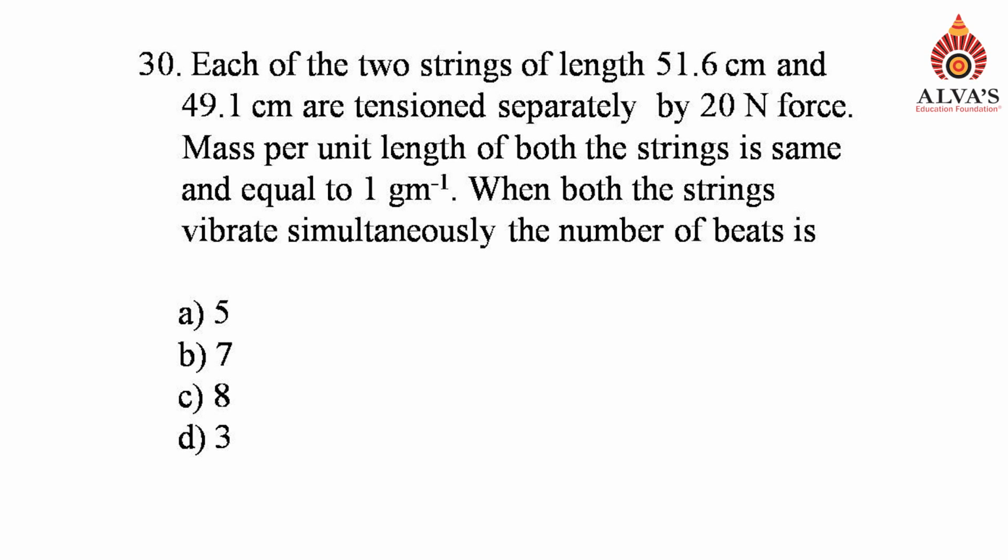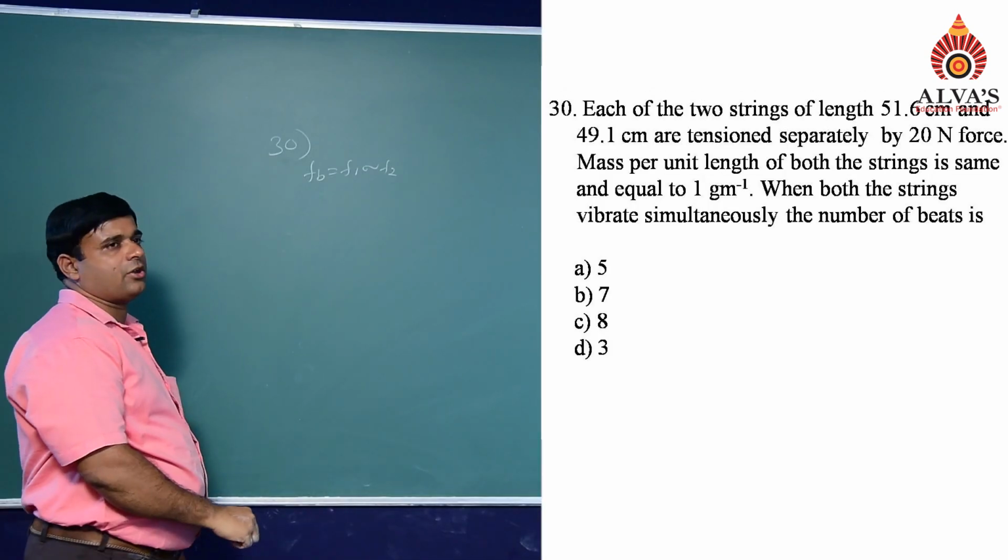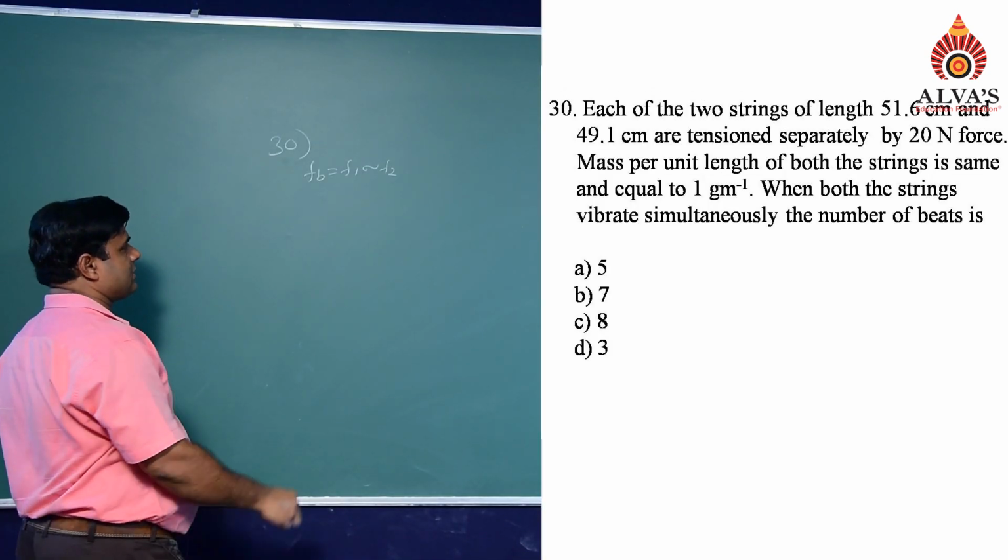Each of the two strings of length 51.6 centimeter and 49.1 centimeter are tensioned separately by 20 Newton force. Mass per unit length of both the strings is the same and equal to 1 gram per meter. When both the strings vibrate simultaneously, the number of beats is. Here two strings are given, their lengths given, both are tensioned to the same force, 20 Newton. You have to find out the number of beats produced per second. So, beat frequency is nothing but F1 minus F2. For that you have to calculate the frequency of both the strings.